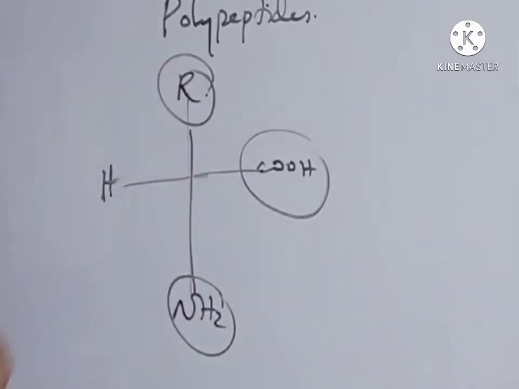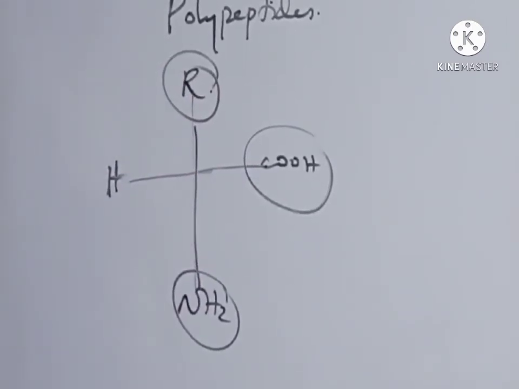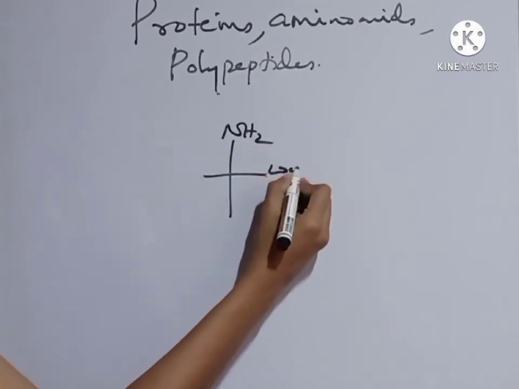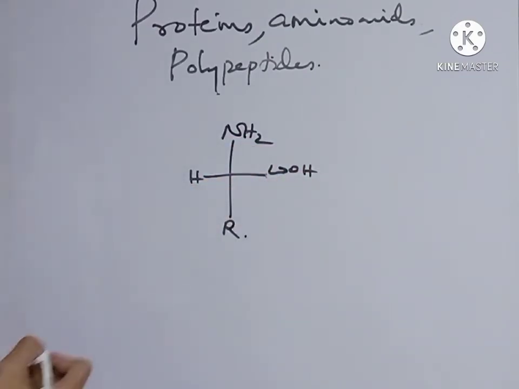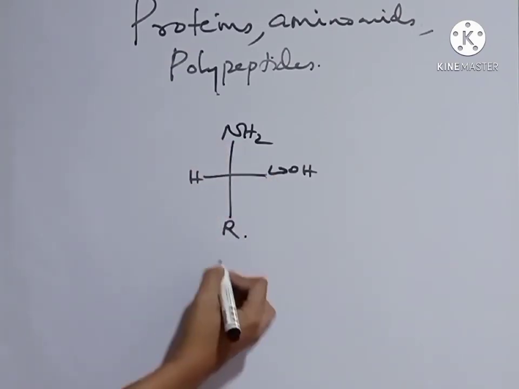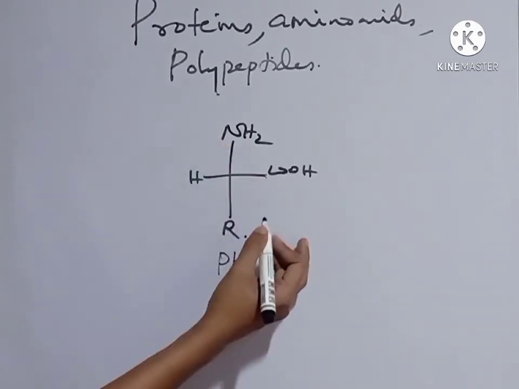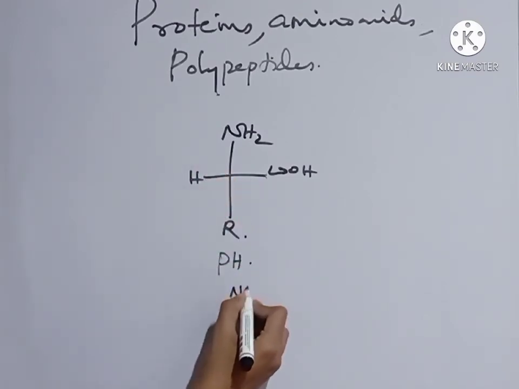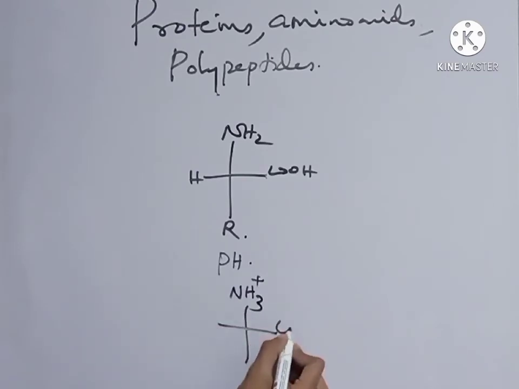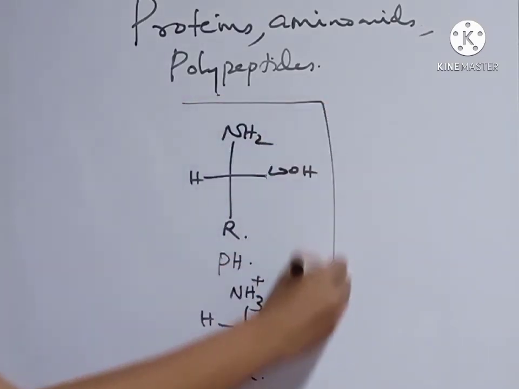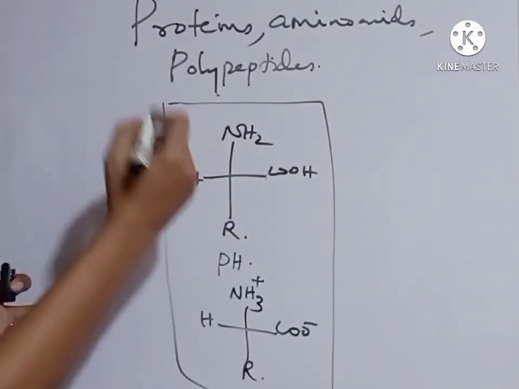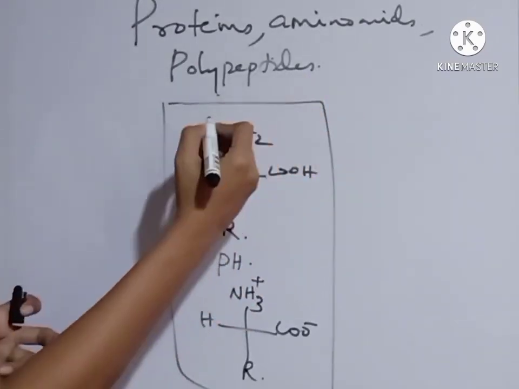Okay, let us learn how these amino acids behave in acid and basic medium. So this is NH2, COOH, H and R. At a particular pH, there is no negative or positive charge in this molecule. We can draw this structure like this also: NH3+, COO-, H, R. So the pH at which the molecule exists as an uncharged particle is known as the isoelectric point.